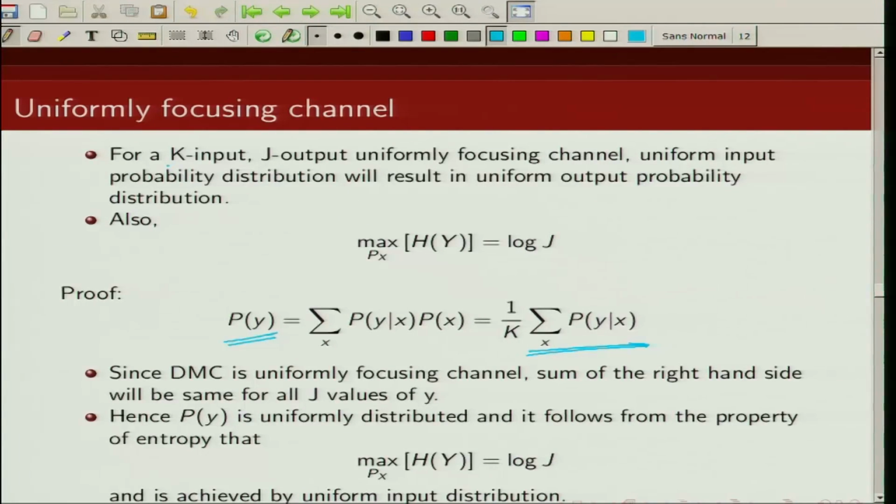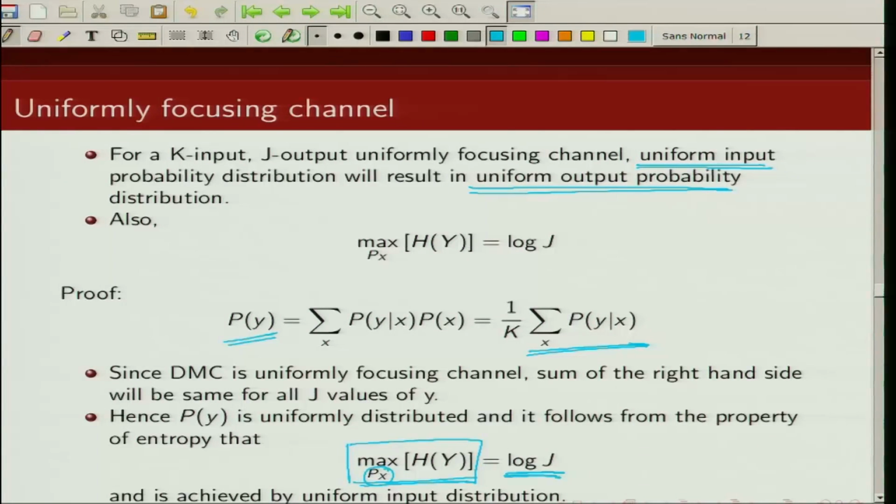So that's a uniform distribution. For a uniformly focusing channel, if your input is uniform, then it will induce a uniform output distribution. And since h of y lies between 0 and log of j, an input distribution will result in an output distribution which is also uniform, and the maximum value of h of y for a uniformly focusing channel is given by this.